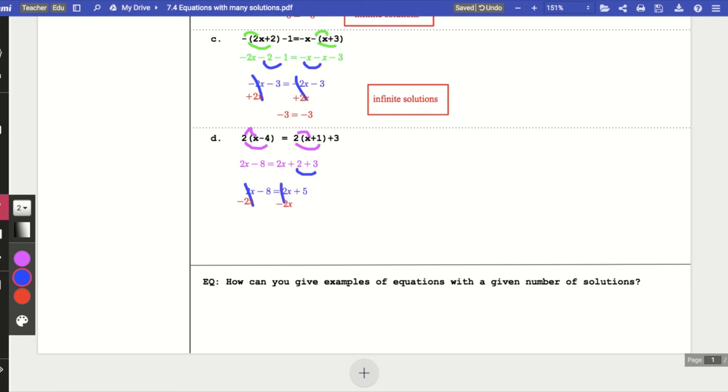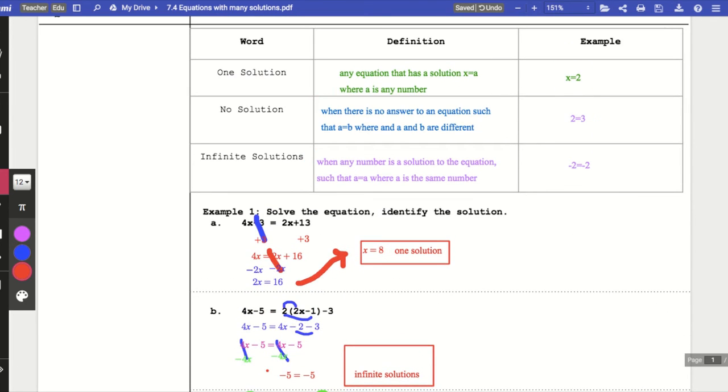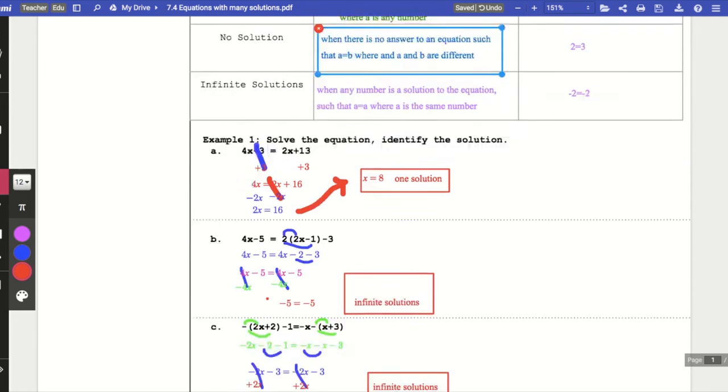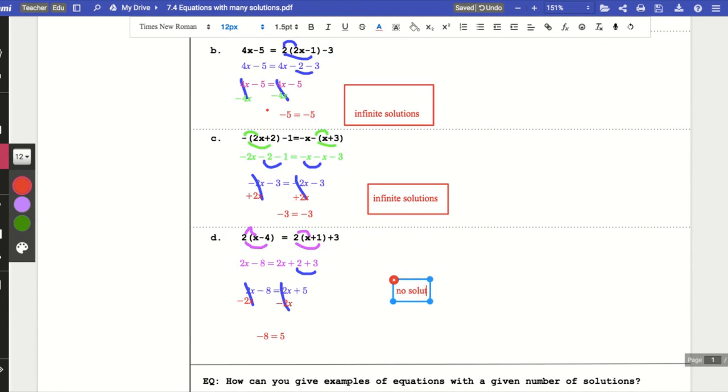So that cancels, and that cancels. I'm going to be left with negative 8 is equal to 5. Now, negative 8 and 5 are different numbers, so pause it, see if you can identify how many solutions there are. Negative 8 is equal to 5. Those are different numbers, so we're going to say this is no solution. So again, create my text box and no solution.